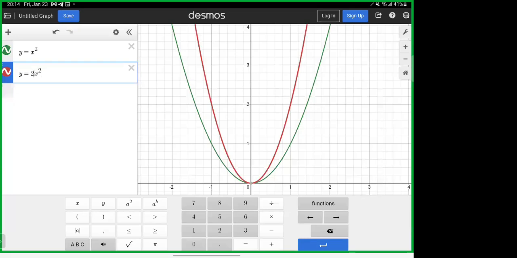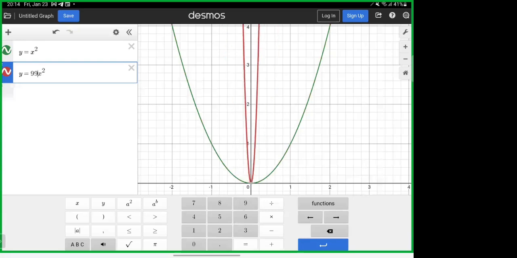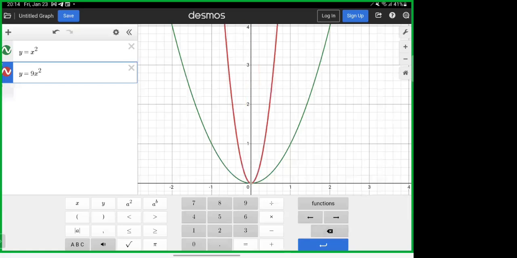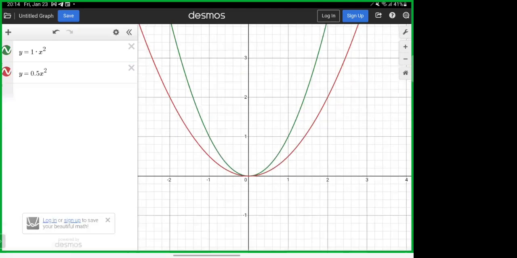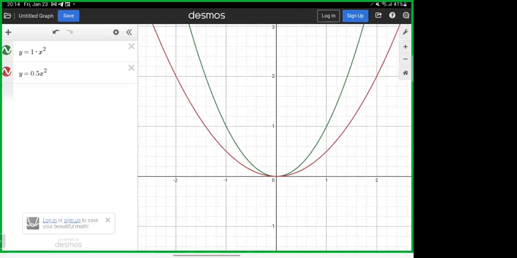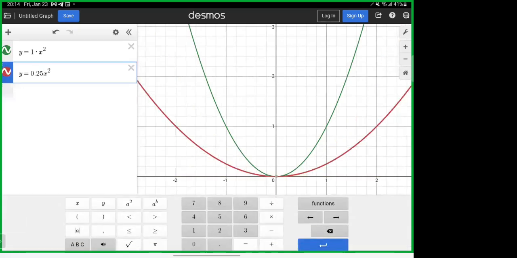If you change this number to 9, it will be much more. If 99, it is incredibly compressed. When this a is less than 1, for example 0.5, because here it is considered to be 1, when your function is 0.5, it becomes like this. You can see it's the red one. It's much more open. If you put 0.25, it is even more open.